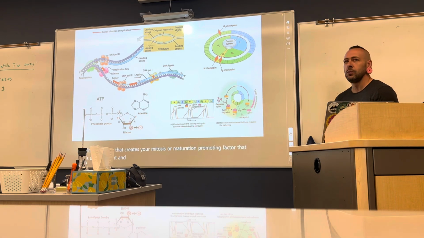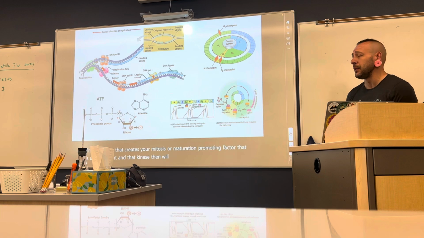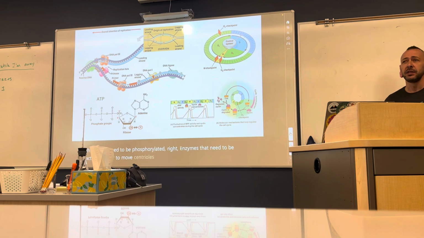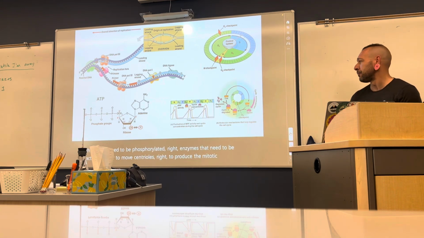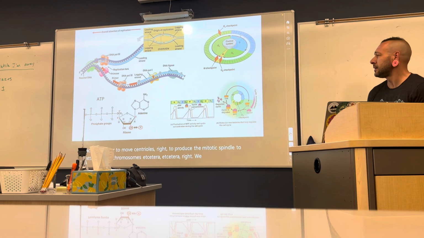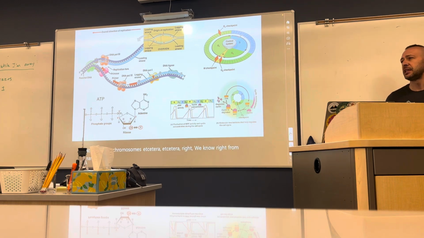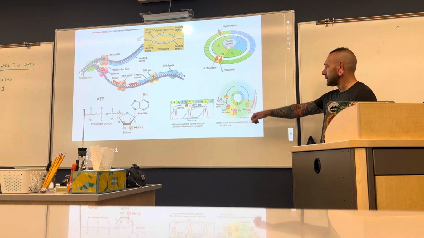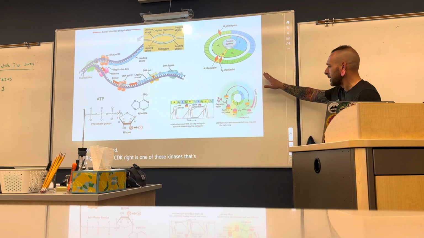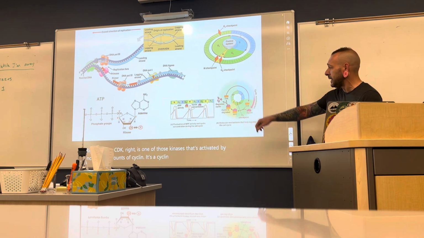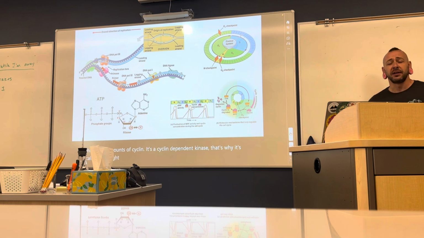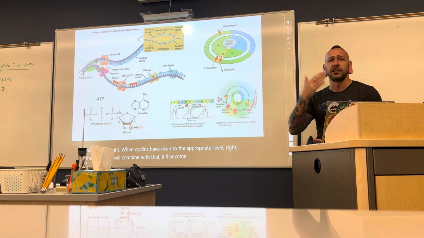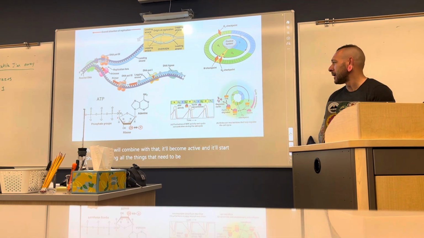And that kinase will phosphorylate a variety of things that need to be phosphorylated, enzymes that need to be active in order to move centrioles, to produce the mitotic spindle, to attach the chromosomes, et cetera. We know from earlier in the semester that activity of an enzyme is typically due to it being phosphorylated. And so CDK is one of those kinases that's activated by increasing amounts of cyclin. It's a cyclin-dependent kinase, that's why it's called CDK. When cyclins have risen to the appropriate level, the CDK will combine with that, it'll become active, and it'll start phosphorylating all the things that need to be phosphorylated so that mitosis can happen.